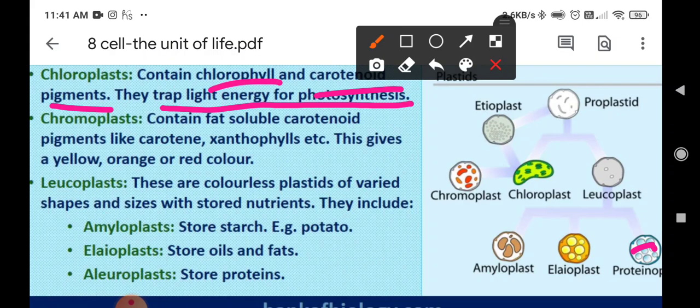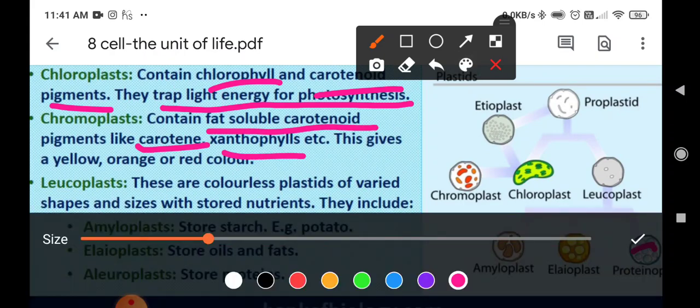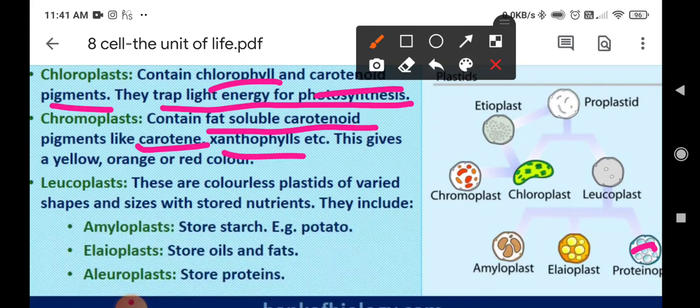Chromo means color, plast means plastids. So this word chromoplast is derived from colored plastids. That's why they contain fat soluble carotenoid pigments, for example carotene and xanthophylls. That's why it gives a different color to the plants, that is yellow, orange or red color.